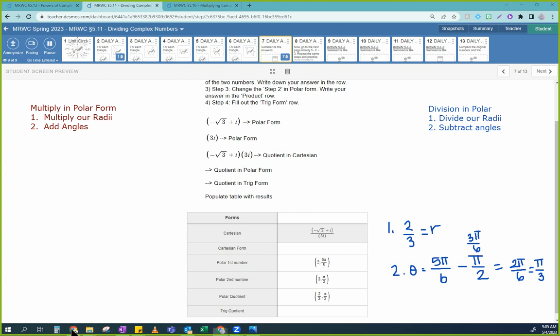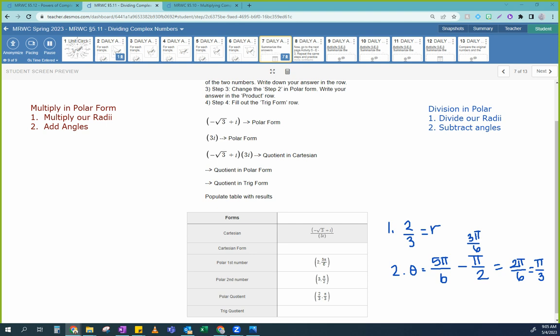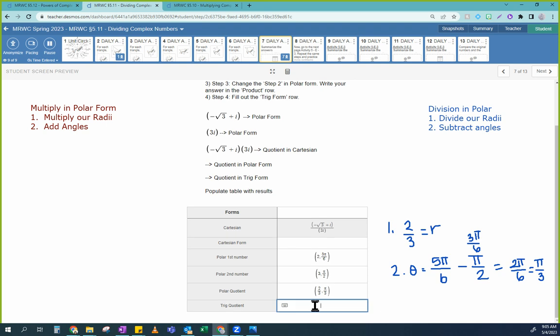Any questions? Which part of this is going to be the part that kind of messes with you? The trig quotient is going to be you doing the radius and then parentheses, cosine, and then your angle, which is pi over 3.